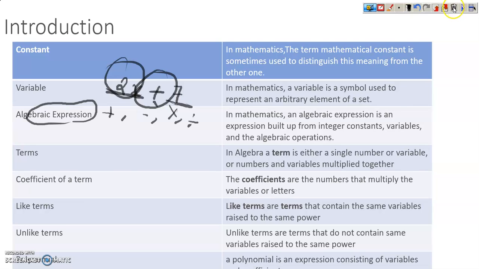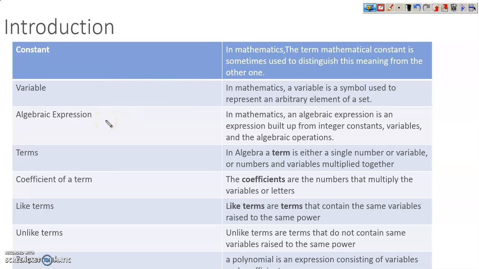So now let's see what are terms. Several parts of an algebraic expression which are separated by a plus or minus sign are called terms. It's also the same as an algebraic expression, but a term is separated by only a plus or minus sign. In an algebraic expression, it can be any sign.